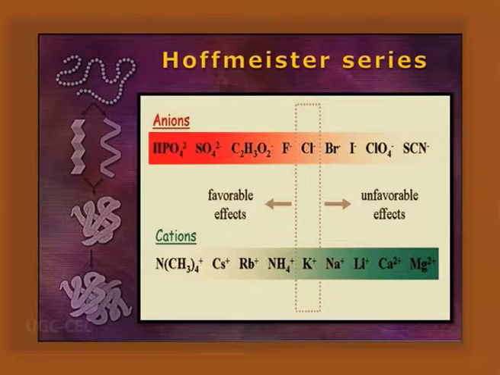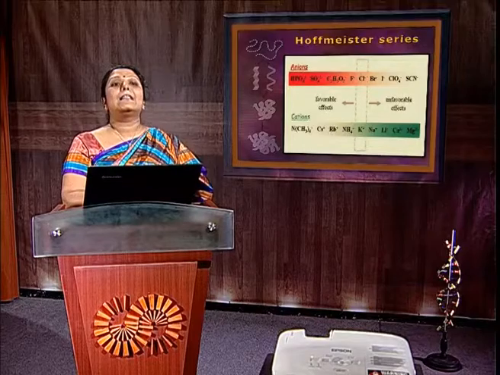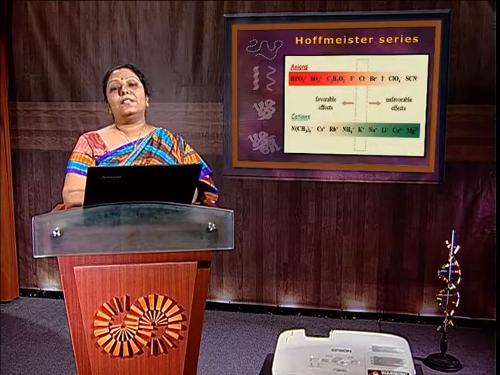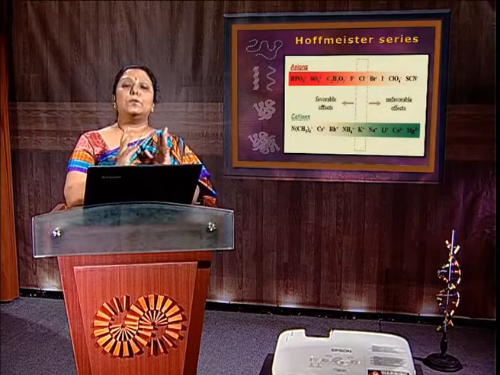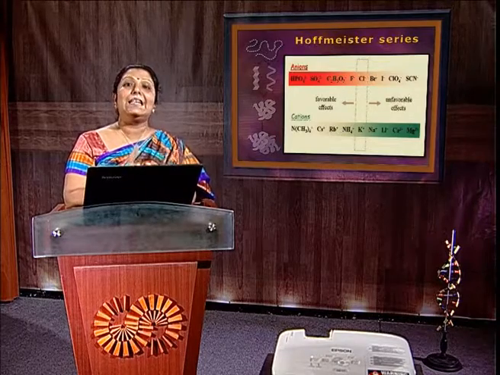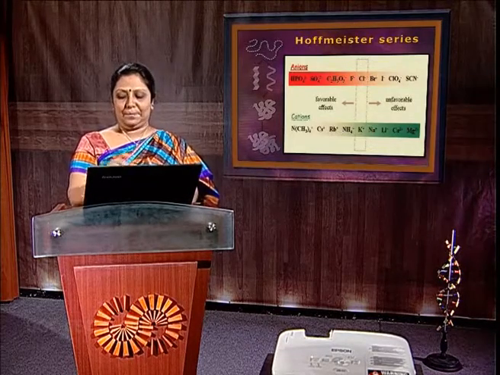Hofmeister series. It is the series of ions needed for salting in, salting out, solubility, as well as destruction of the protein. The earlier members are helpful for salting out and the later members are helpful for salting in. If an ion destabilizes the protein structure, like thiocyanate SCN minus, it is called a chaotropic ion. Cosmotropic ions help to solubilize and stabilize the proper folding structure.